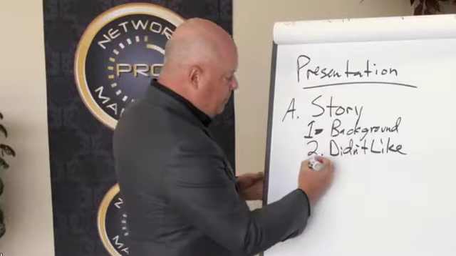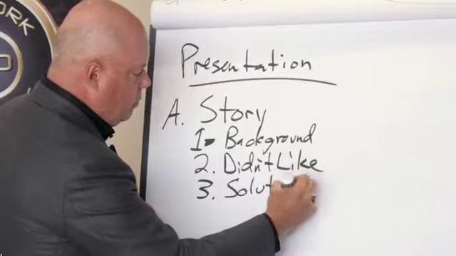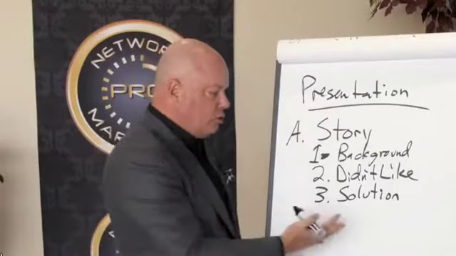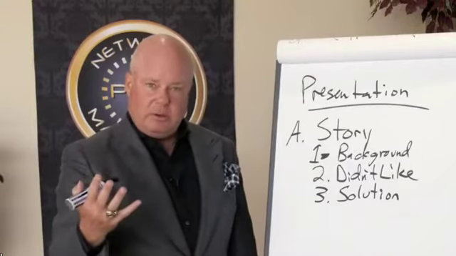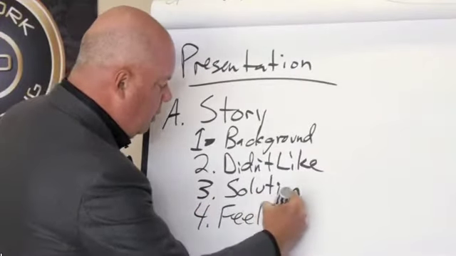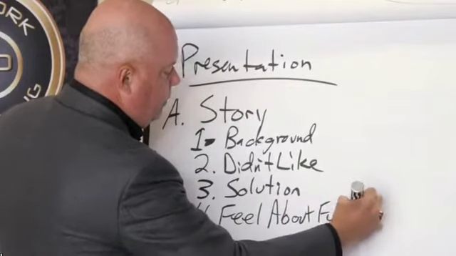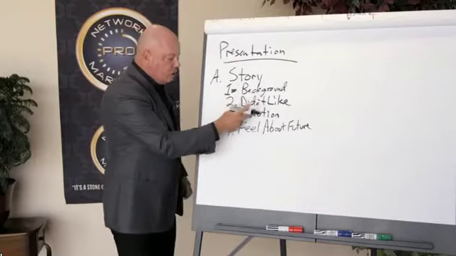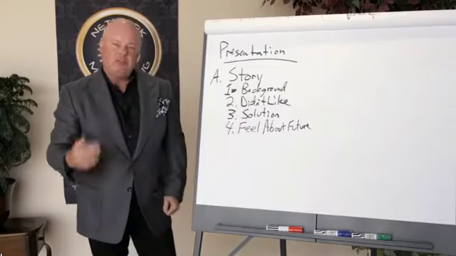And then part 3, that you found a solution. Maybe it's in the form of the product, maybe it's in the form of your opportunity, but you found a solution to what you didn't like through the opportunity that you're sitting down and sharing with another person. And part 4 is how you feel about the future. Here's my background. Here's what I didn't like. Here's the solution that I found, and here's how I feel about the future.